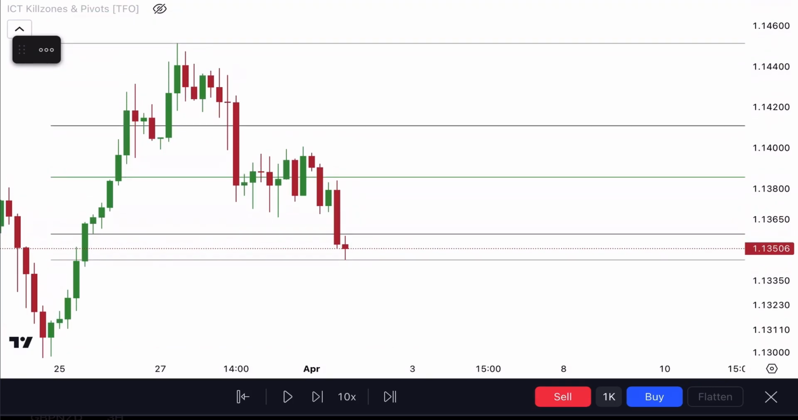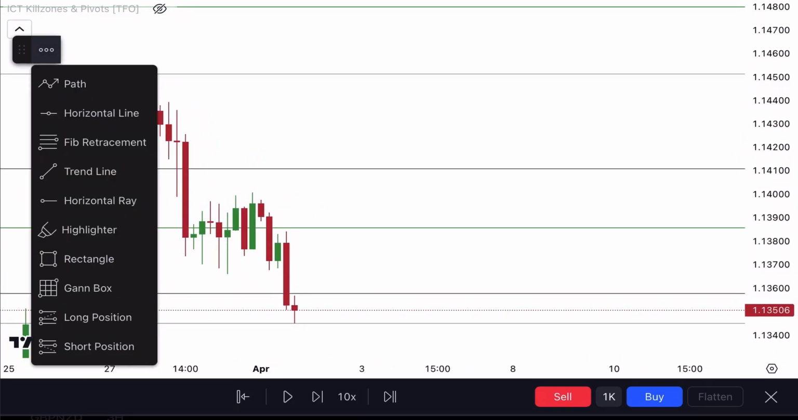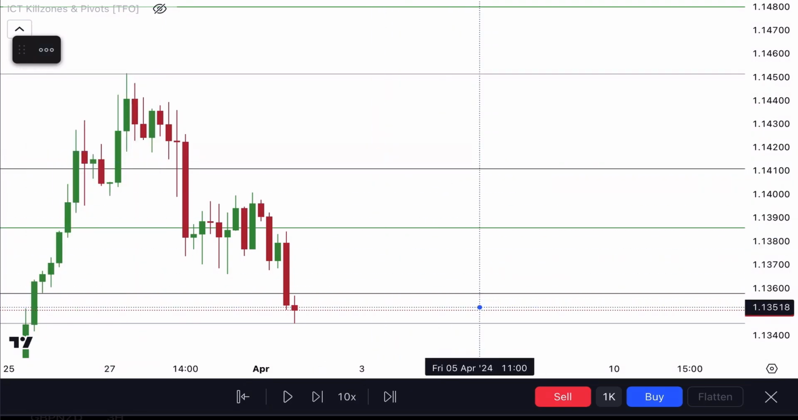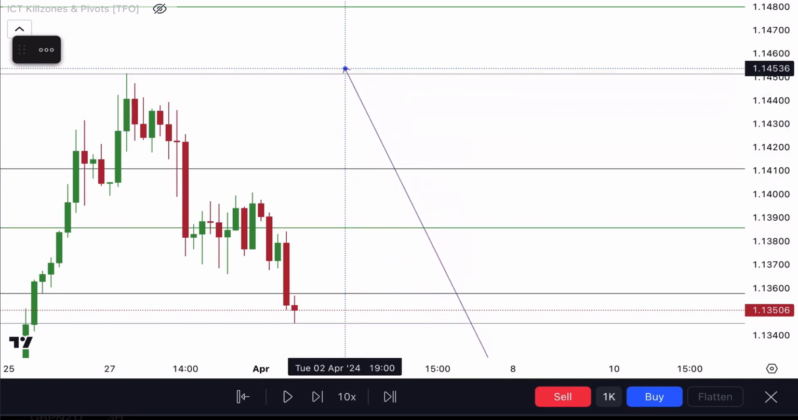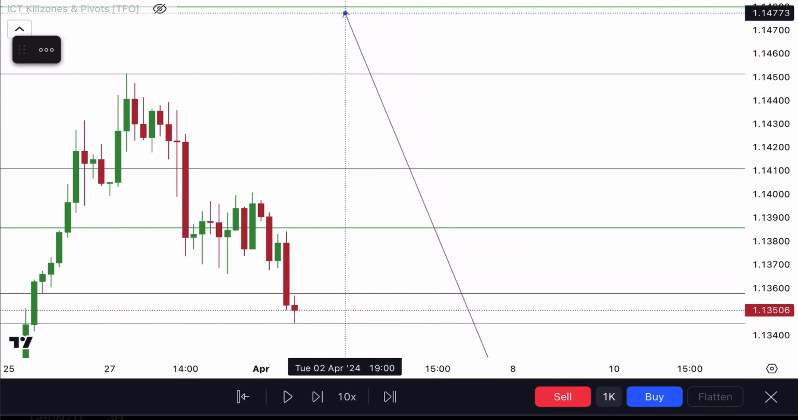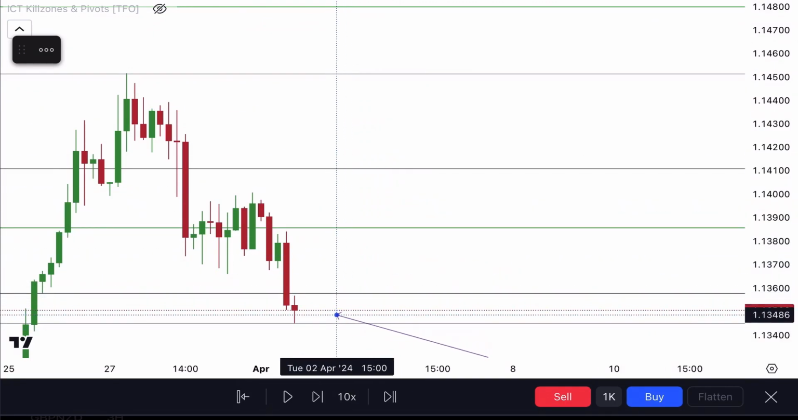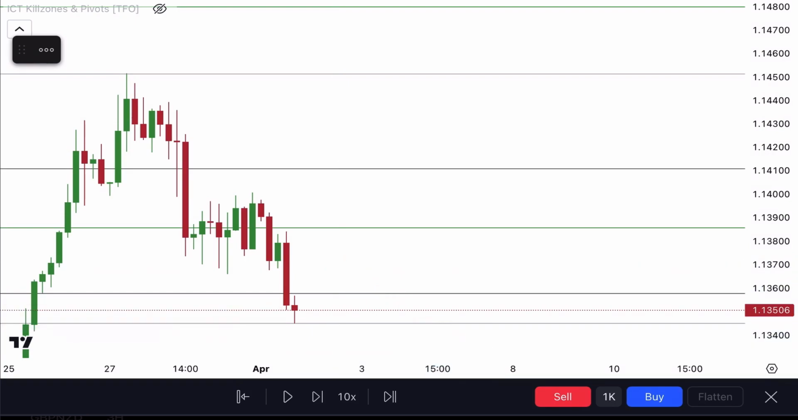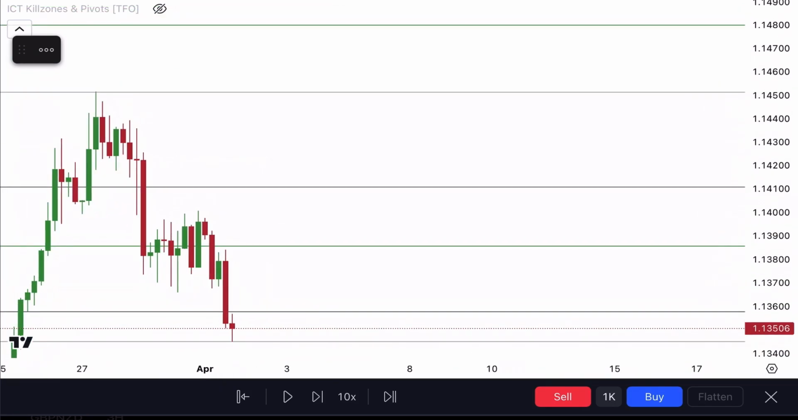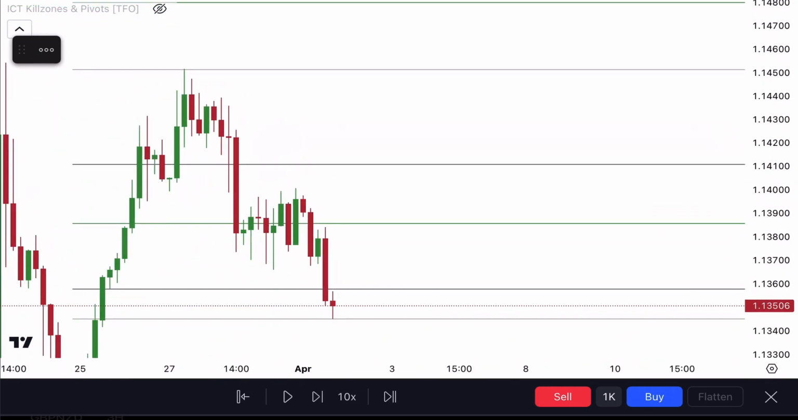On the 4-hour, we will wait for price to break the 61 level right here, followed by a retest. That will be our entry point, TP at the negative 27, and our stop loss either at the 88 or the 100 level, depending on the structure. But I explained that in previous videos, so you can also go watch that if you would like. So let's play it out.